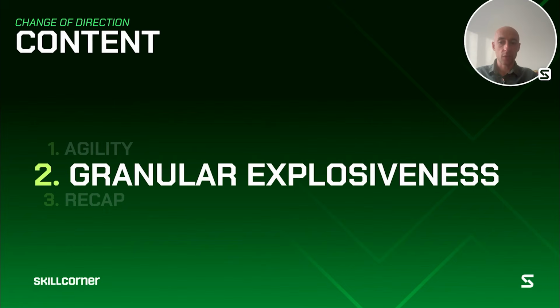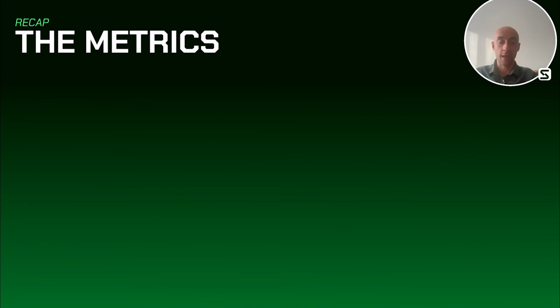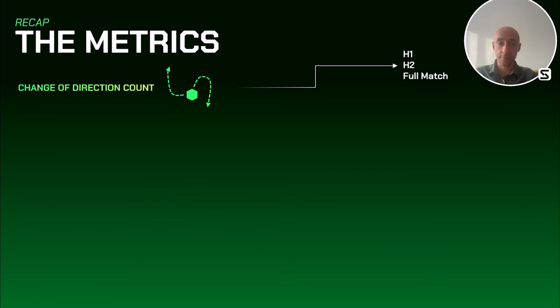Now let's go through the end of this explainer video. Let's do a quick recap. What is it that we are delivering and how is it split? So change of direction count, agility volume, you can check it by halves, so first half, second half, and full match values, or by time in possession, so when the team has the ball, or out of possession where the team doesn't have the ball.